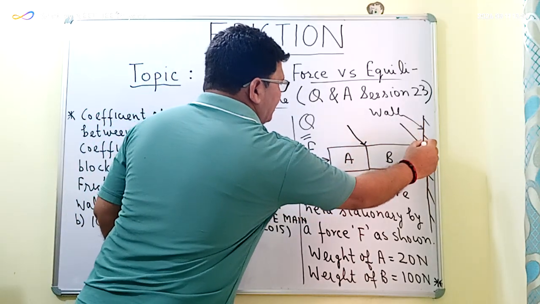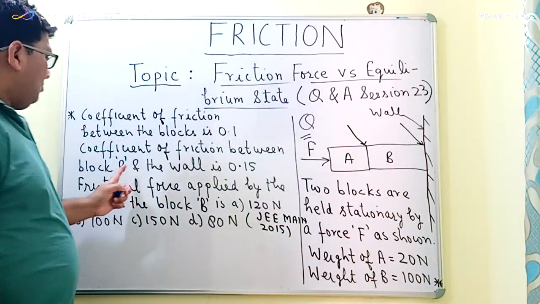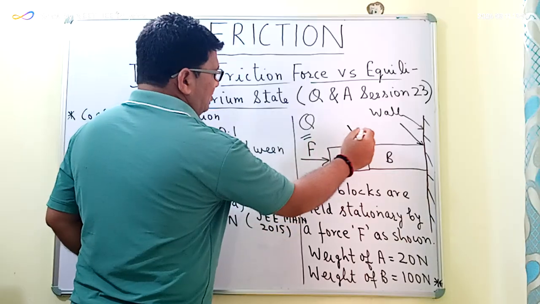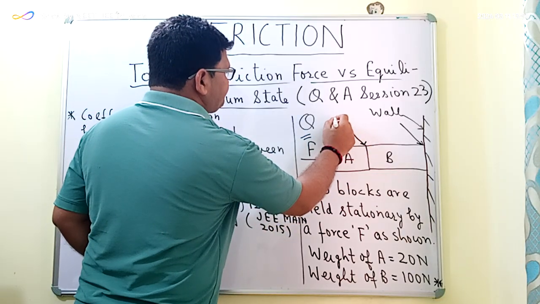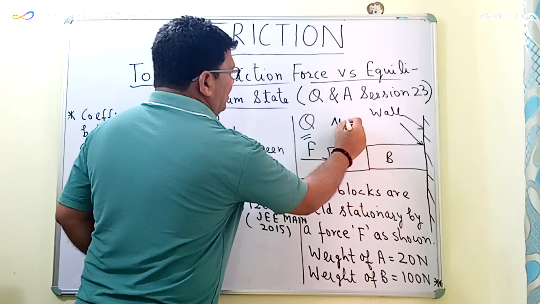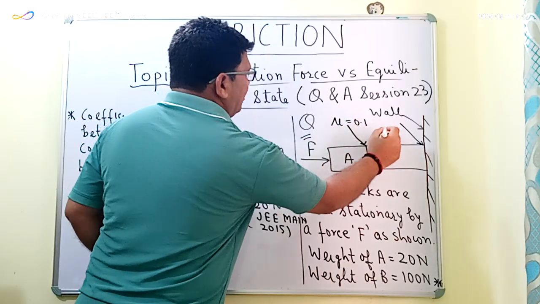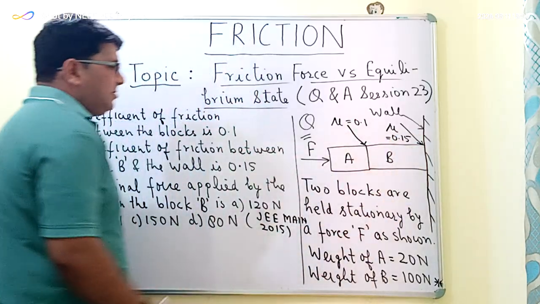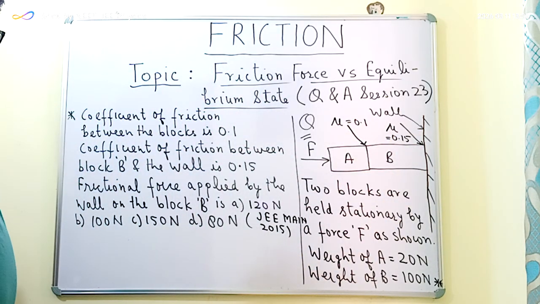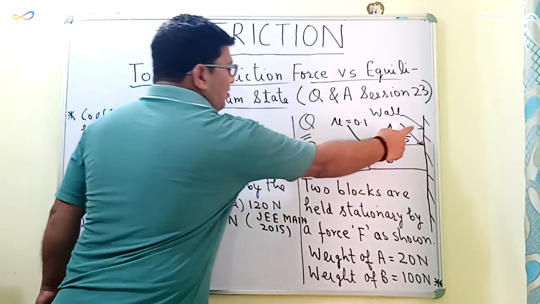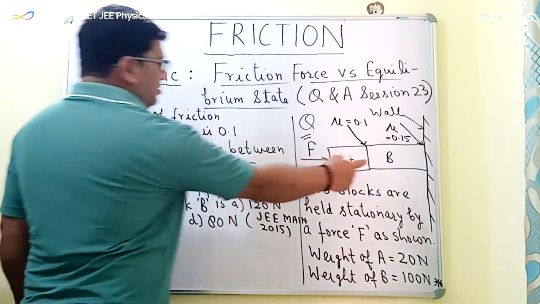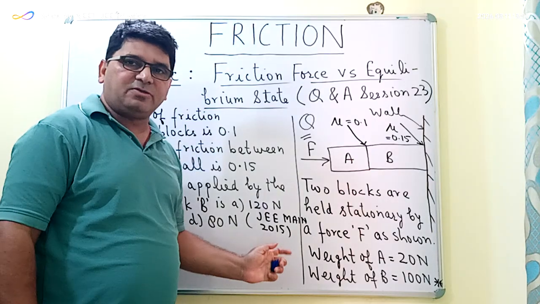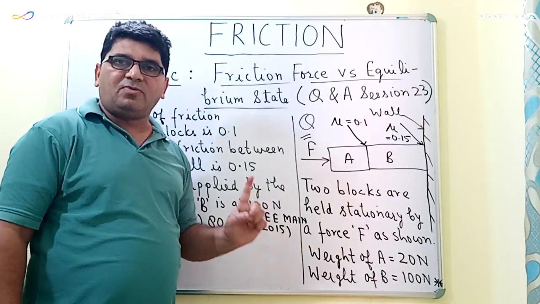And the coefficient of friction between the block B and the wall is 0.15. So here the coefficient of friction is equal to 0.1, and here the coefficient of friction is equal to 0.15. So the frictional force applied by the wall, this is the rigid wall, on the block B is, so there are four options, so we have to find the correct option. Now this question can be solved in one single line.